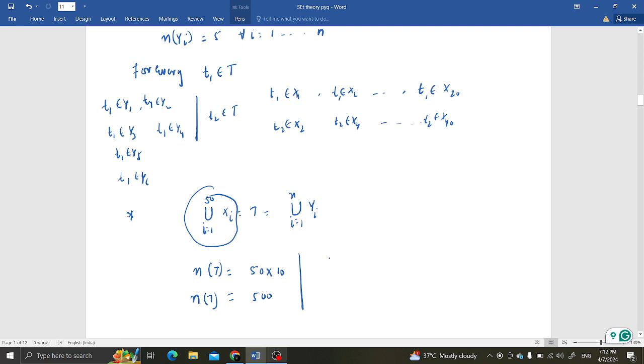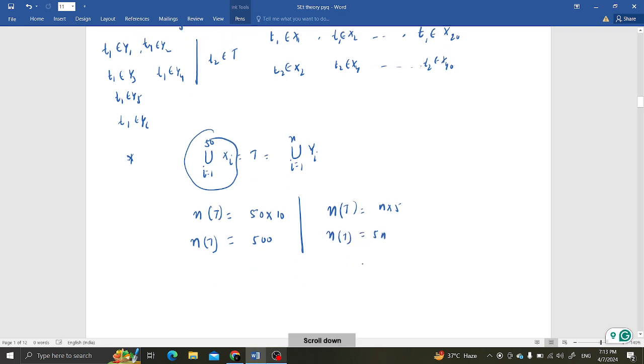And the number of elements in T we can also find from here. How many elements are in each yi? 5. Each yi contains 5 elements. So n into 5, we have 5n elements in T. But you observe that the left-hand side and right-hand side are the same, so from here 5n equals 500 and n equals 100. But we observe that this is wrong.